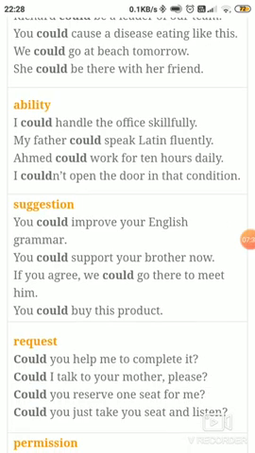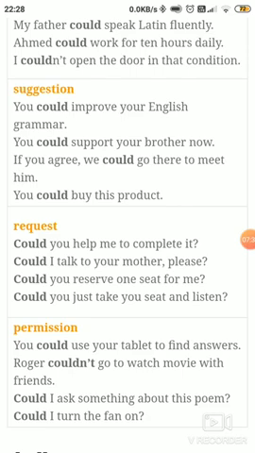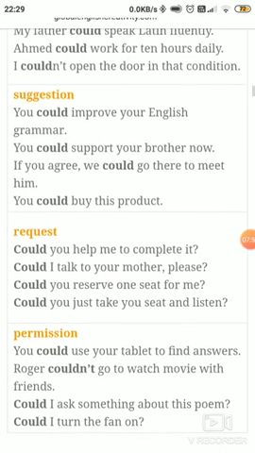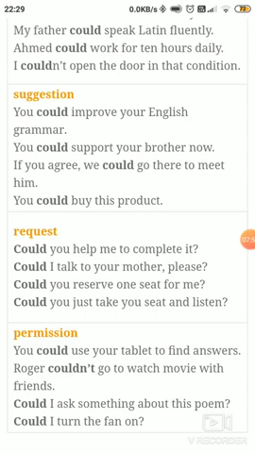Now request. Could you help me to complete it? Could I talk to your mother, please? Could you reserve one seat for me? Could you just take your seat and listen? Now permission. You could use your tablet to find answers. Roger couldn't go to watch the movie with friends. Could I ask something about this poem? Could I turn the fan on?